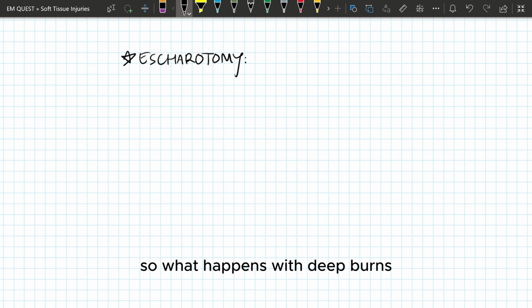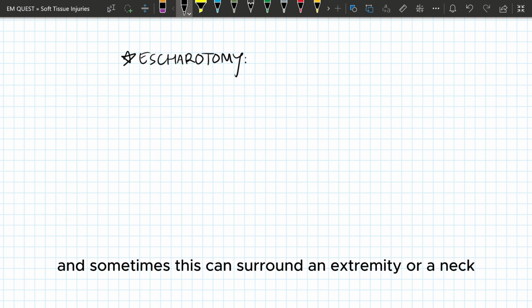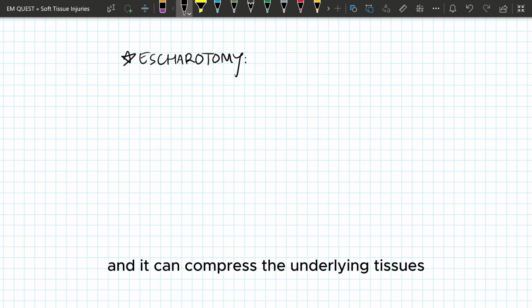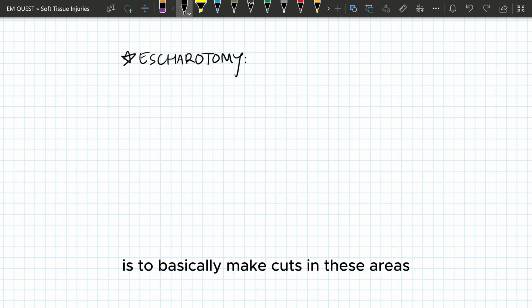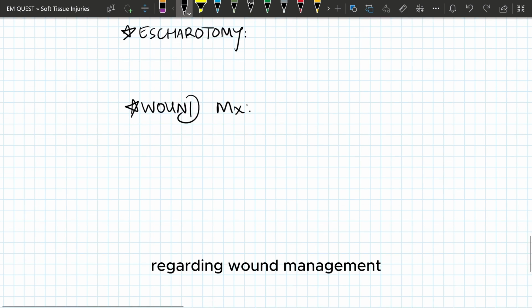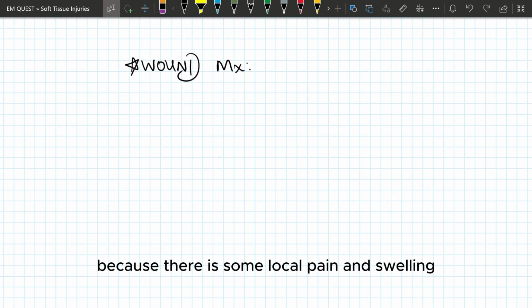What happens with deep burns is that a leather-like necrotic scar develops, which is often stiff and inelastic. And sometimes this can surround an extremity or a neck and it can compress the underlying tissues, causing some compartment syndrome. So what we do in such cases to relieve the pressure is to basically make cuts in these areas. Remember, a scar is basically dead tissue, so it does not cause much pain to the patient and it's practically bloodless.